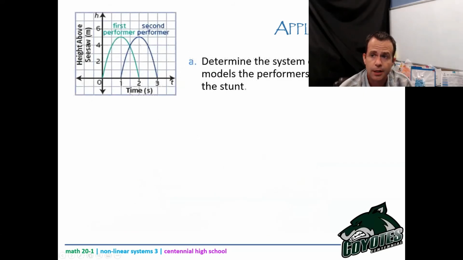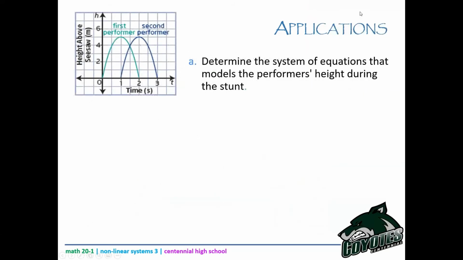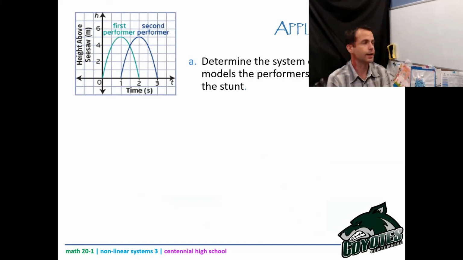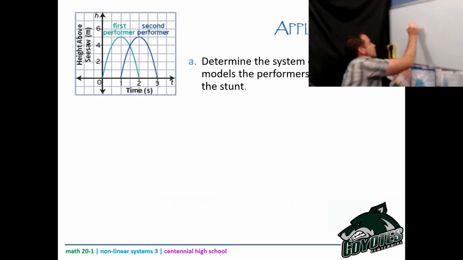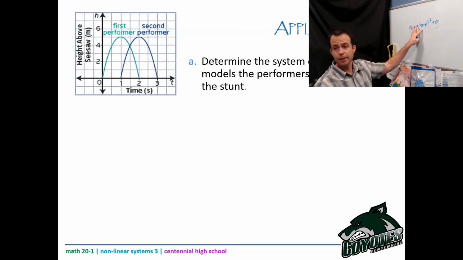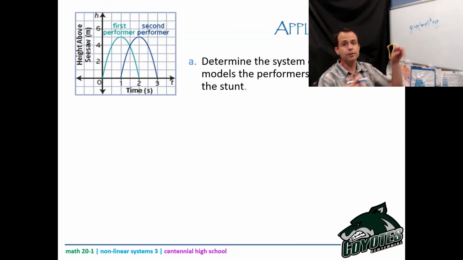The first question is, determine a system of equations that models the performer's height during the stunt. Okay, I have two parabolic shapes. I know how to do that. I know that I can go to the equation y equals a(x minus p) all squared plus q. I can plug in my p and my q. I can find a friendly number, plug it in for x and y, and solve for a. Okay, those are all things we did in Unit 1.